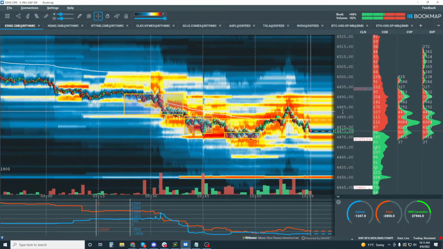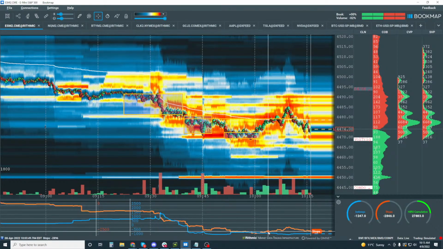So that's the advantage of those data feeds. But Rhythmic offers the market by order, which allows you to see stops and iceberg transactions.